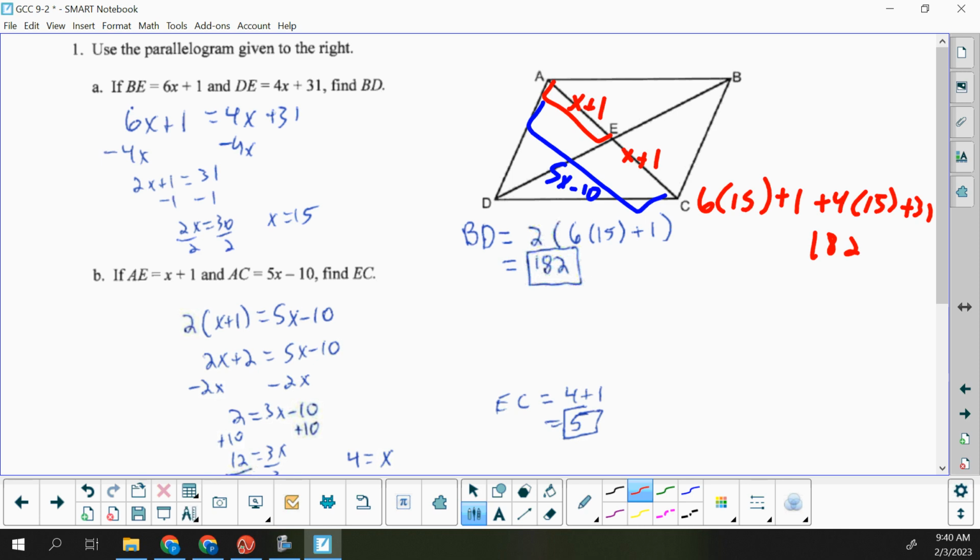You don't want to do that until you have labeled everything in the question, because sometimes they might give you an expression for EC. From there, we can use our idea that a part plus a part equals a whole. So you can either do x plus 1 plus x plus 1 equals 5x minus 10, or I chose to just do it as 2 times x plus 1 equals 5x minus 10. Either way, you would eventually get x equals 4. And then we want to find EC, which is just x plus 1. So when you fill that in, you get EC as 5.